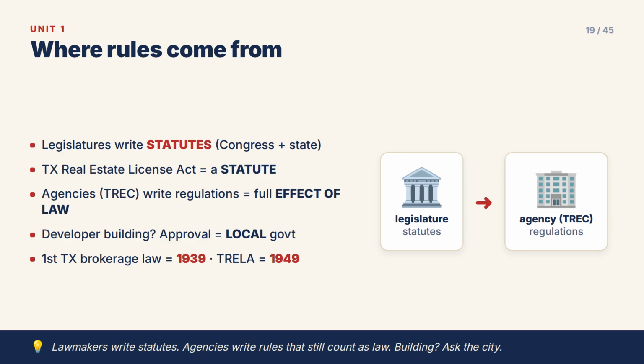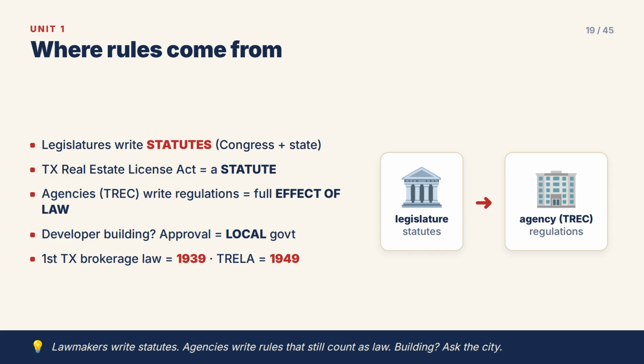Legislatures, Congress and state legislatures, write statutes, and both levels can also create enforcement agencies. The Texas Real Estate License Act is a state statute, written by the legislature, not by an agency. Agencies like TREC write regulations, and those regulations carry the full effect of law. Court decisions in one jurisdiction have no automatic effect on other jurisdictions. And when a developer wants to build, approval comes from local government, zoning, and planning boards.